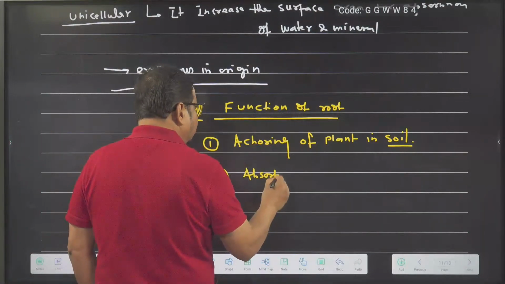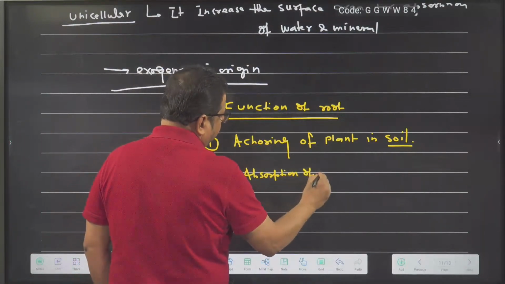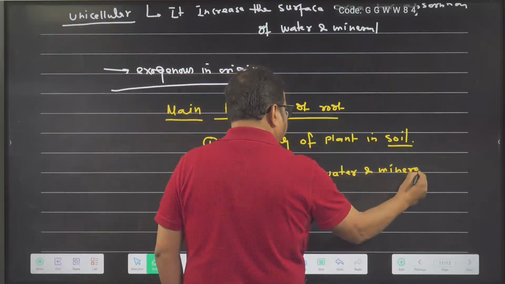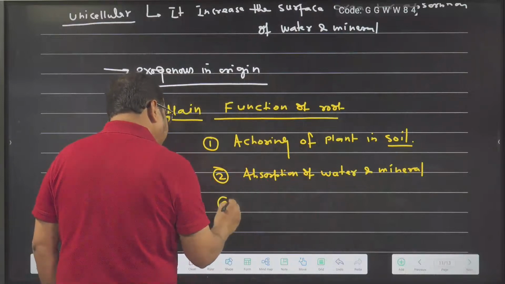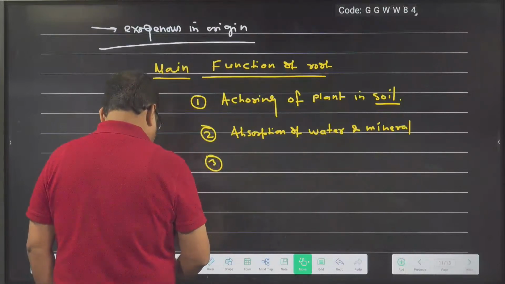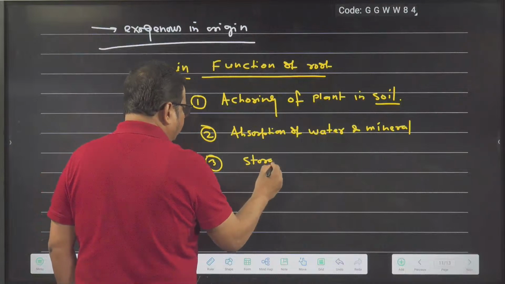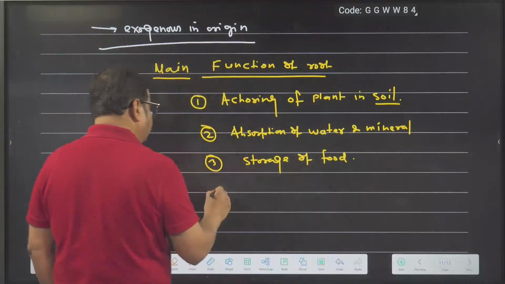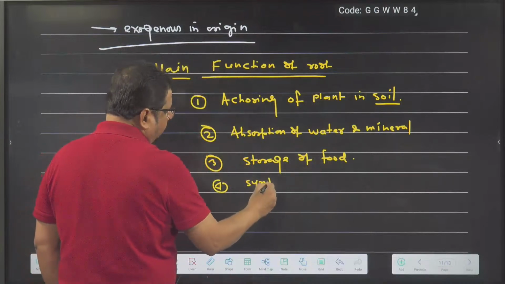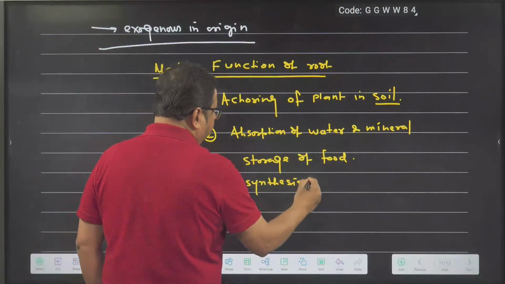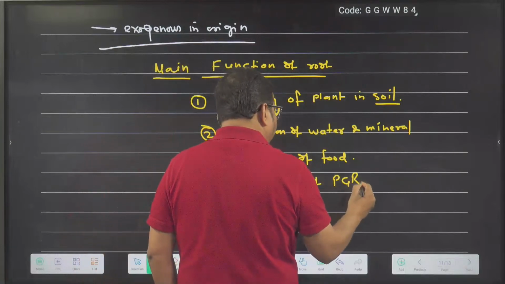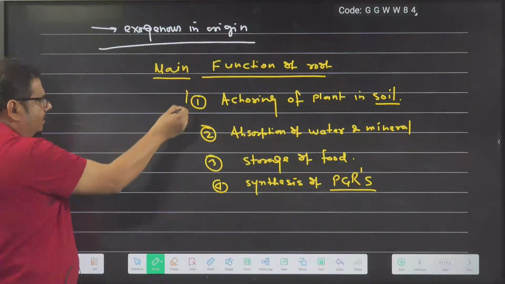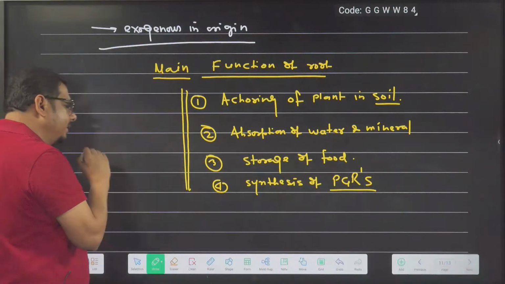Absorption of water and mineral, it is also written under the main functions of the root. Third thing NCERT also wrote, storage of food. And fourth function NCERT wrote what? Synthesis of PGRs, plant growth regulators, plant hormones. Got the idea? So these 4 are the main functions of root written in NCERT.